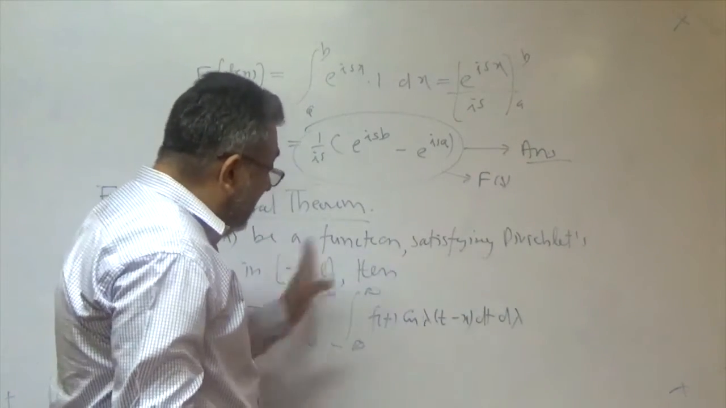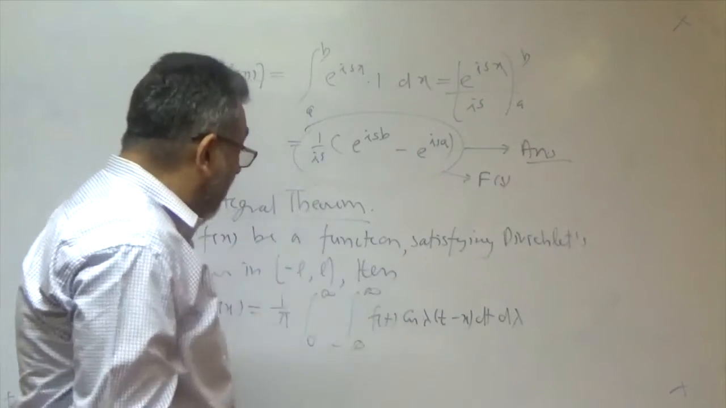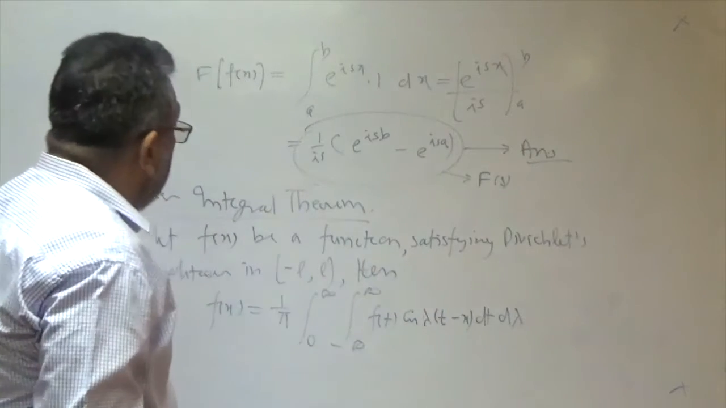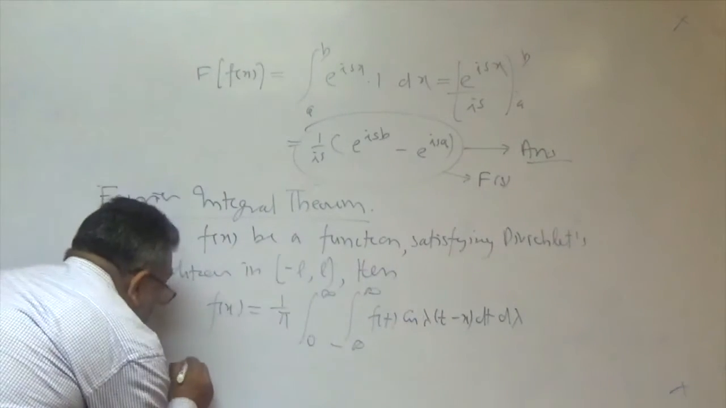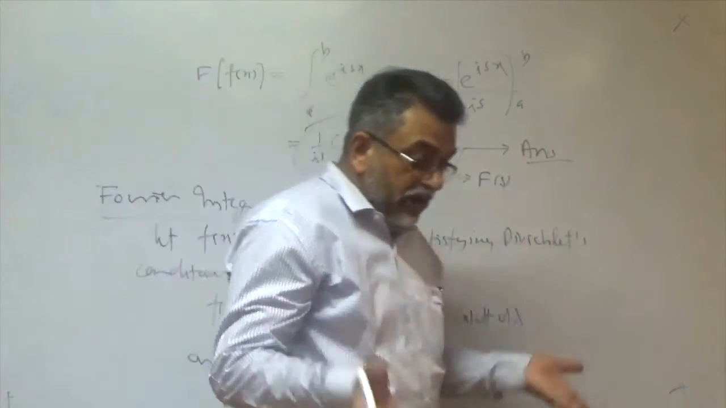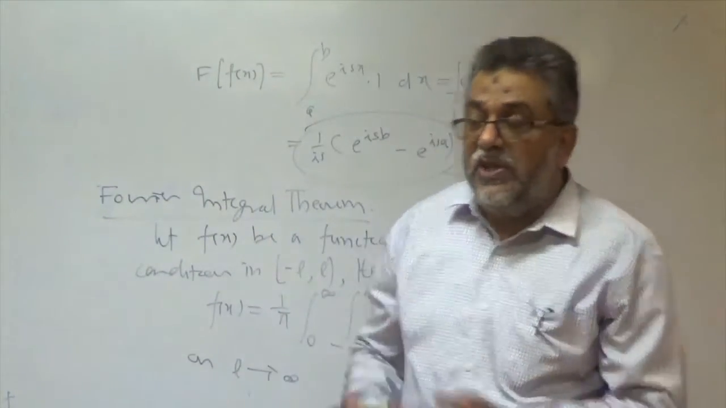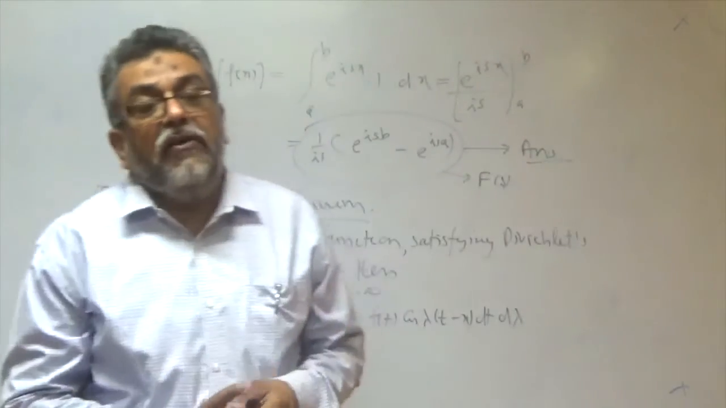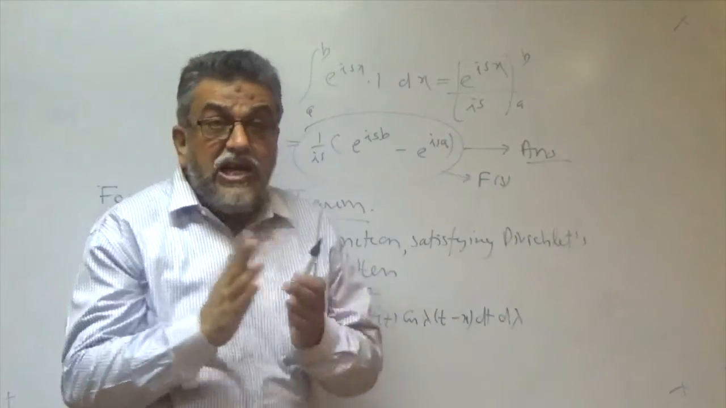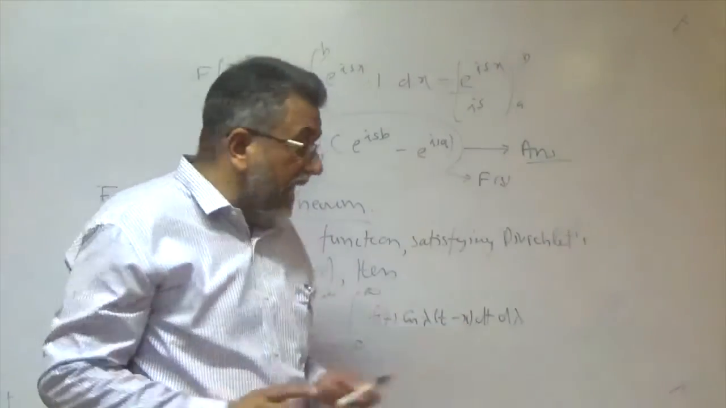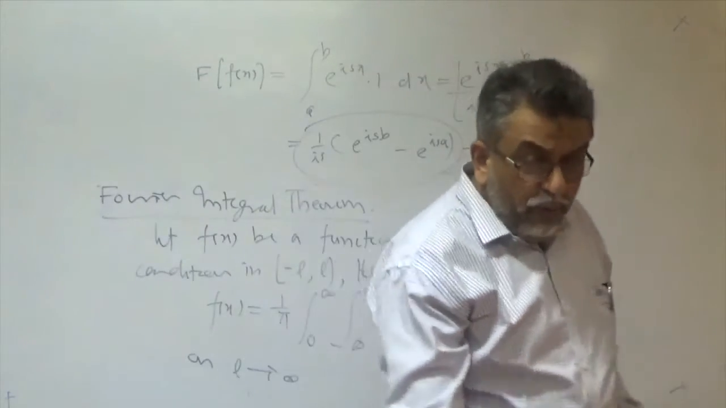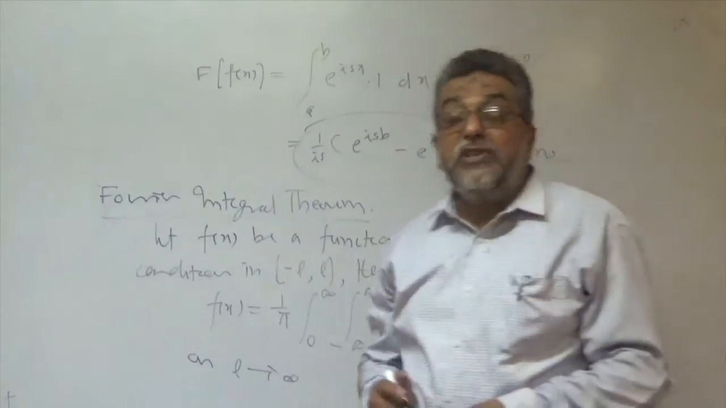Naturally, after integration, we will get a function of x, a constant value with respect to t. As L tends to infinity, the range becomes the entire range, because the range of the function is given finite, but when you take the limit as L tends to infinity, it will be the entire range. This is the statement, and this is actually proved with the help of Fourier series.